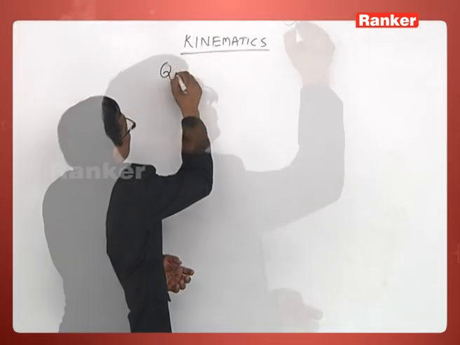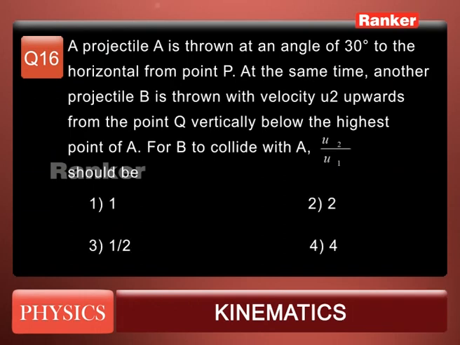Coming to question number 16. A projectile A is thrown with a velocity u1 at an angle 30 to the horizontal from point P. At the same time, another projectile B is thrown with a velocity u2 upwards from the point Q vertically below the highest point of A. For B to collide with A, u2 by u1 should be how much? That is the problem. Let us see how to solve the problem.